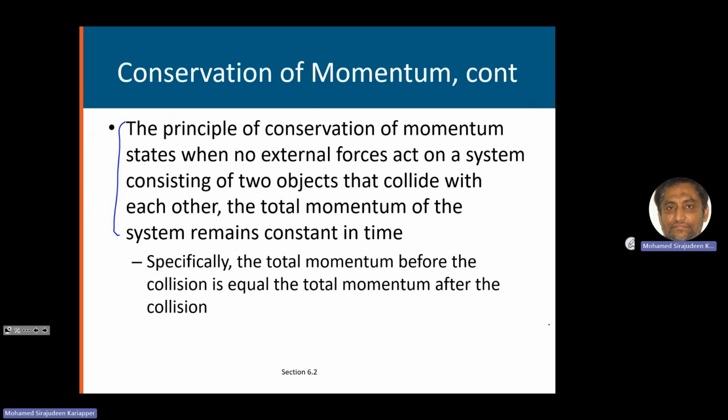The principle of conservation of momentum states that when no external force acts on a system consisting of, for example, two objects that are colliding with each other, it can be more than two objects. So imagine such a closed, isolated system. Then the total momentum of the system remains constant in time. As time goes by, anything may happen, they might be colliding with each other. But if you calculate the total momentum at any given time, it will be equal to the total momentum sometime after.